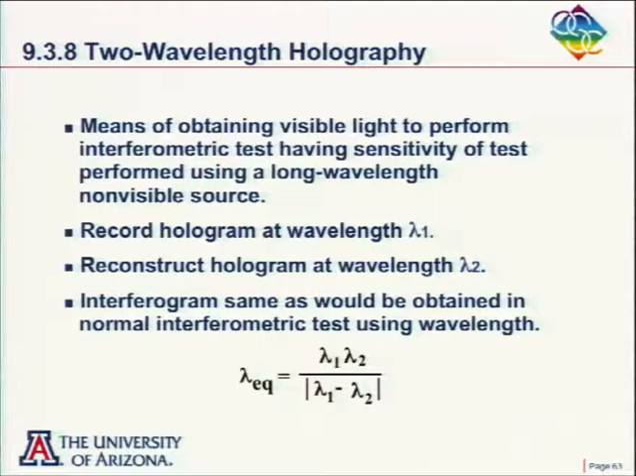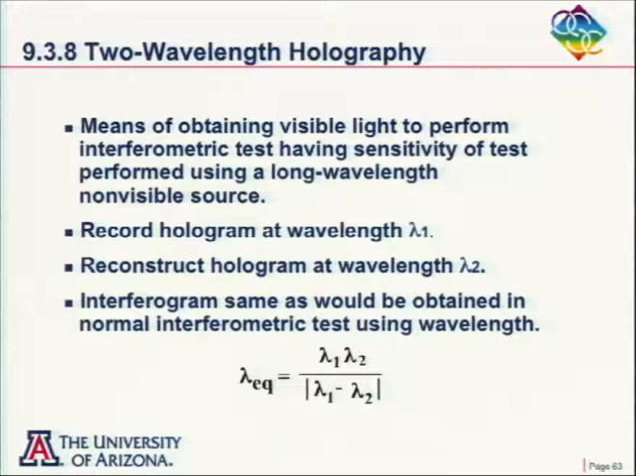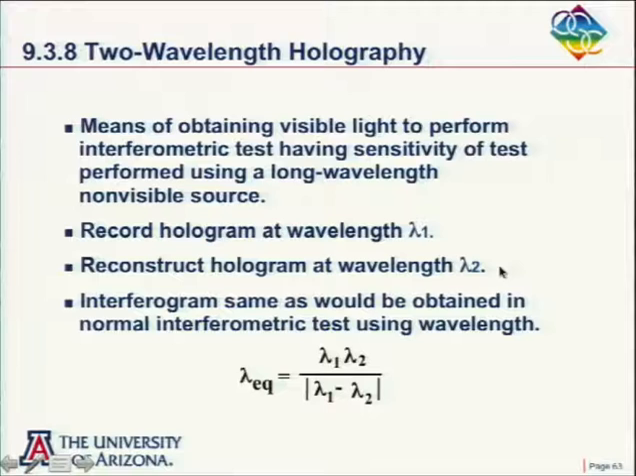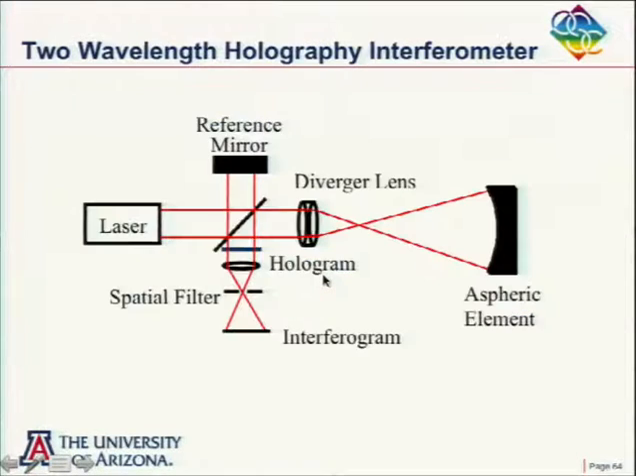It's a method of using visible light to perform an interferometric test having the sensitivity of a test performed using a long wavelength non-visible source. So you can essentially do something like this long wavelength interferometry, but do the work only using visible light. And the idea here, and we'll see the equations in a minute, is you're going to record a hologram at some wavelength lambda 1, and you're going to reconstruct the hologram using a different wavelength lambda 2. And you're going to get an interferogram that's the same as what you get if you'd used a longer wavelength given by the product of the two wavelengths divided by the difference. And so you can tune your sensitivity of the test by tuning the wavelength difference between making the hologram and reconstructing the hologram. So a lot of different test setups you can do.